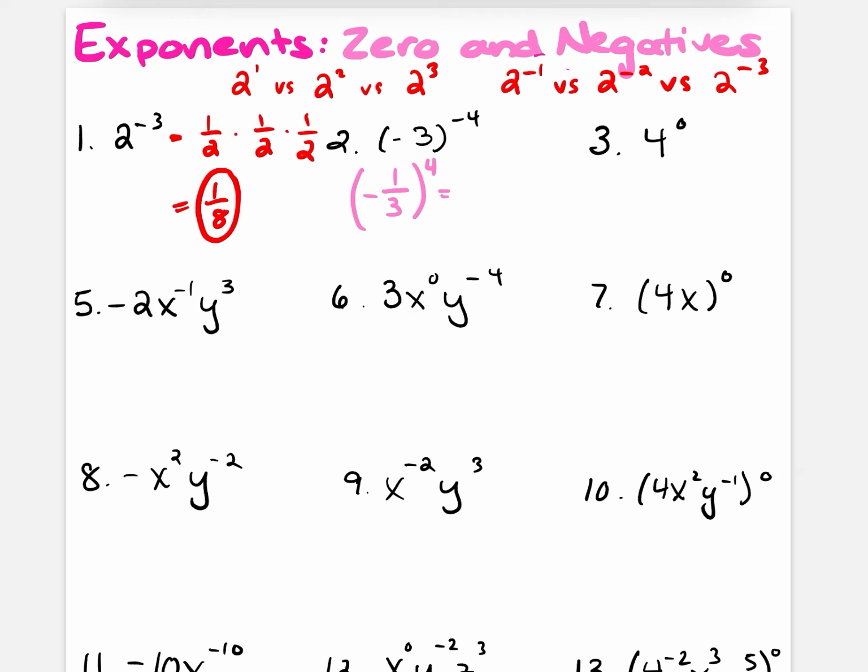So negative 1/3 to the fourth power, well, a negative to an even exponent is going to be positive, so our final answer would be positive 1/3 to the fourth power. And that's the same thing as 1/3 to the fourth power. 3 to the fourth power is 81, so our final answer is 1/81.